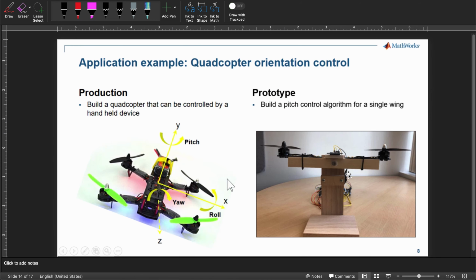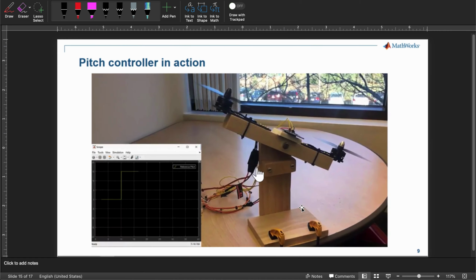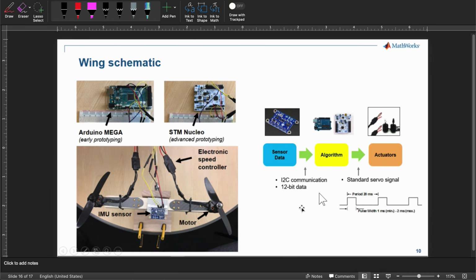This example is showing how to handle quadcopter orientation control. It had a number of things that had to be done, such as interrupt-driven monitoring. This was a prototype that was built, and when they tested it with an Arduino, they really found out that it was not able to handle the complexity of this project. So what they did here is they moved from the Arduino Mega to an STM Nucleo, all right? And that just had a lot more capability. So this is the idea of what we're looking at.